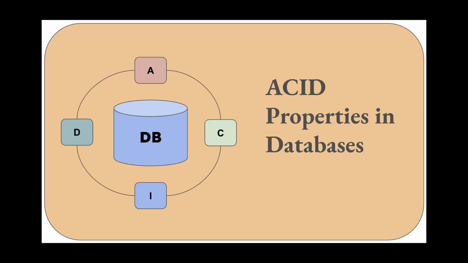Have you ever wondered how your bank doesn't lose money when the server crashes mid transfer? Or how multiple people can order the same last item in stock, but only one of them gets it? That's not magic. It's due to the ACID properties that guarantee the reliability of database transactions.